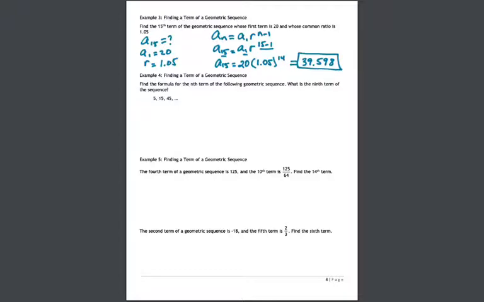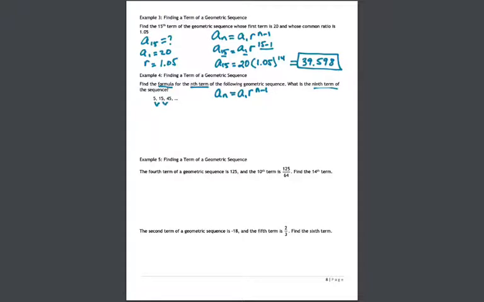On the next example, it's asking us to find the formula. So we're going to be writing the explicit formula for the nth term. So you write it in this format: a sub n equals a1 times r raised to the n minus 1. And then they want us to find the 9th term after that. So you're going to look at this sequence right here, and you're going to think about, what do I multiply each of these by to get the next term?